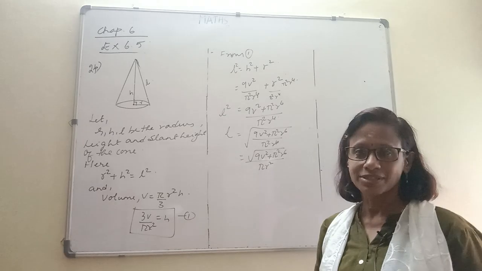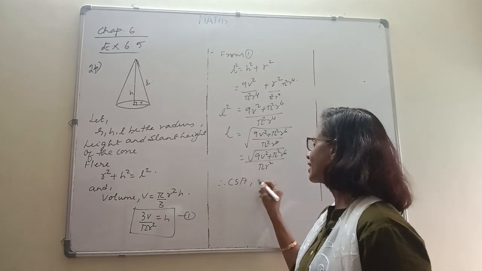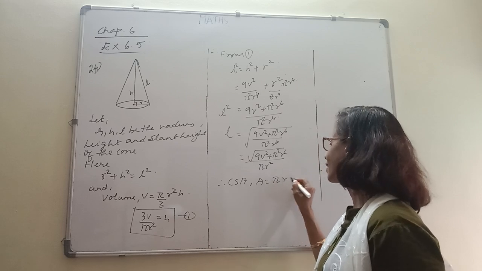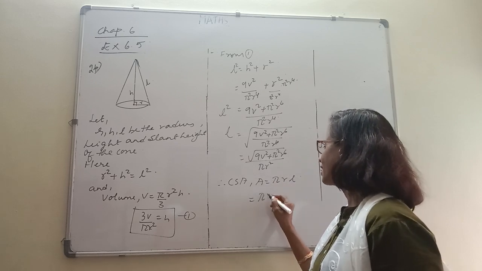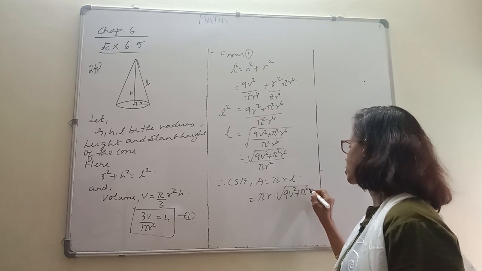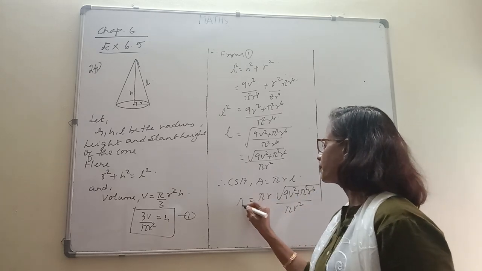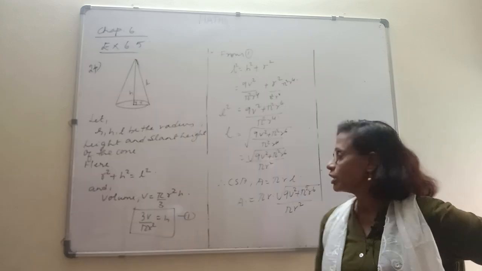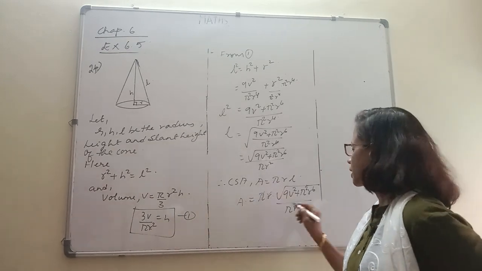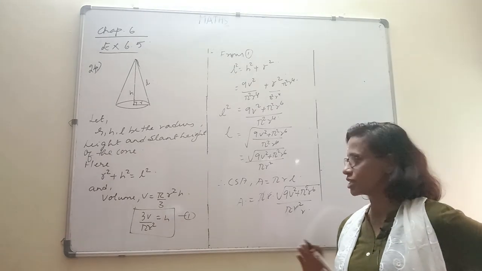Okay, let's go to the curved surface, see if it's going to help us. Curved surface area A can be called pi r l, where we have l as root of 9V squared plus pi squared r raised to 6 over pi r squared. That's A for you. Now, having got A, this is perfect. Why? Because you've got everything in terms of r. So we are ready for differentiation.